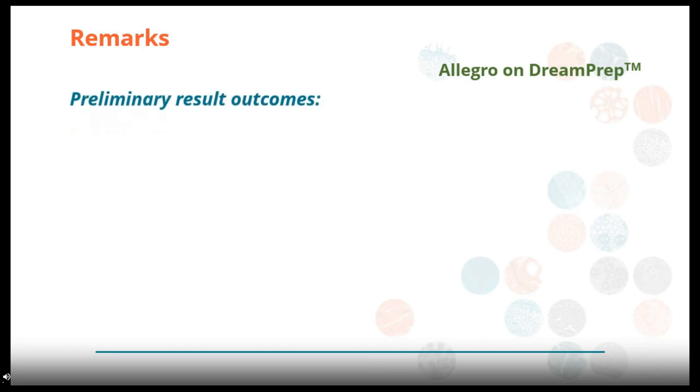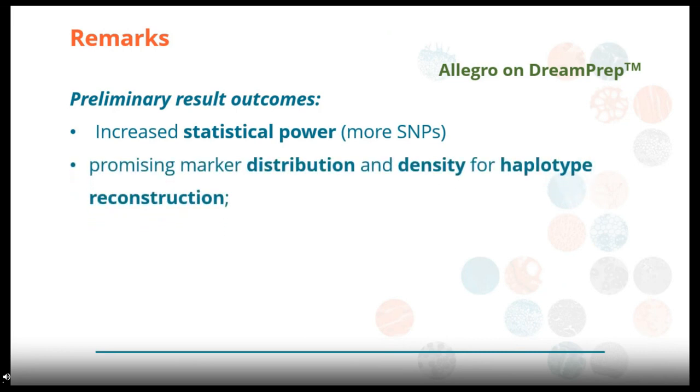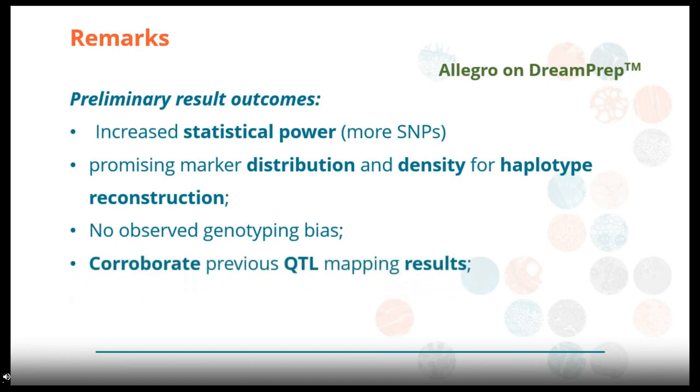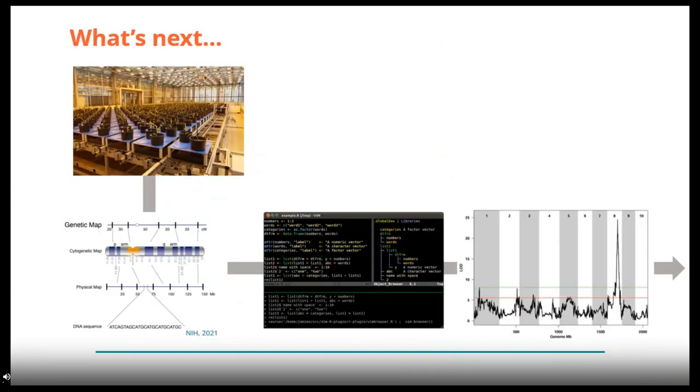So to conclude, I have to remark that for our side, using Allegro on DreamPrep gave us increased statistical power. We have more SNPs, we have promising marker distribution, and this will help us a lot for our haplotype reconstruction, and we do not observe any bias. And we corroborate our previous QTL mapping results, and yes, we got evidence of potential discovery of a new region even if we are using fewer samples. So what's next?